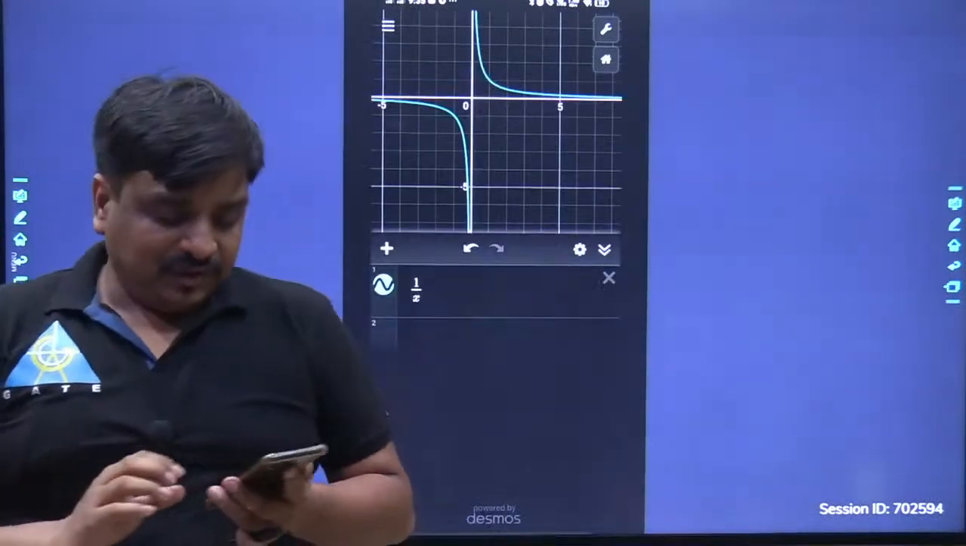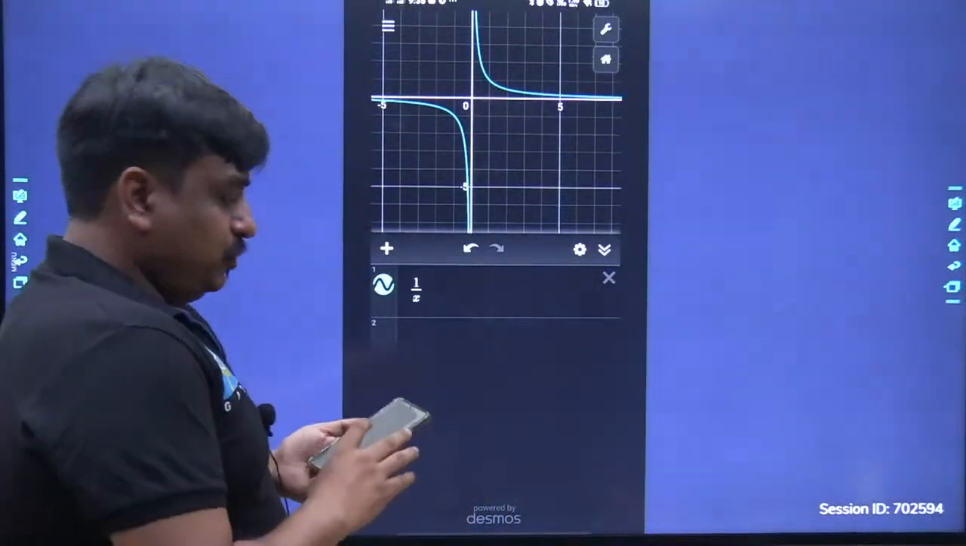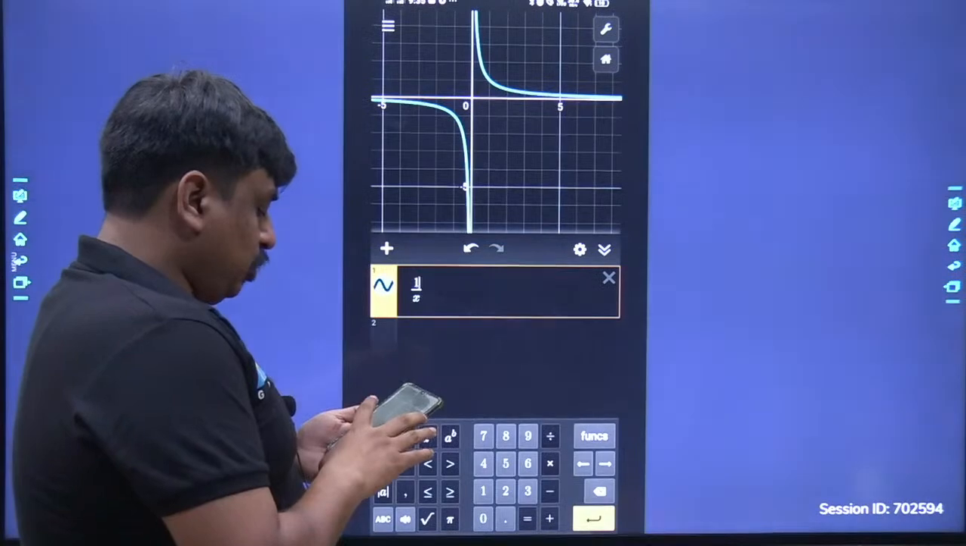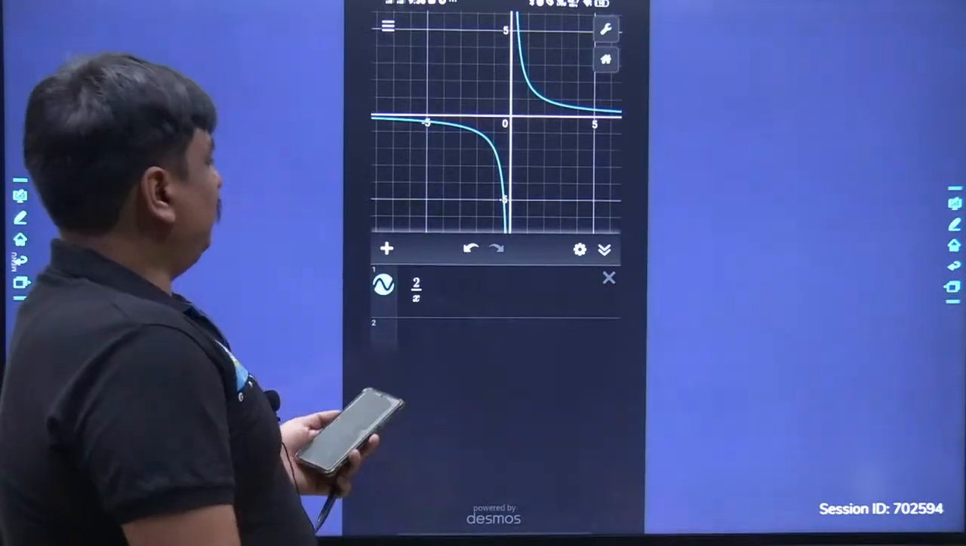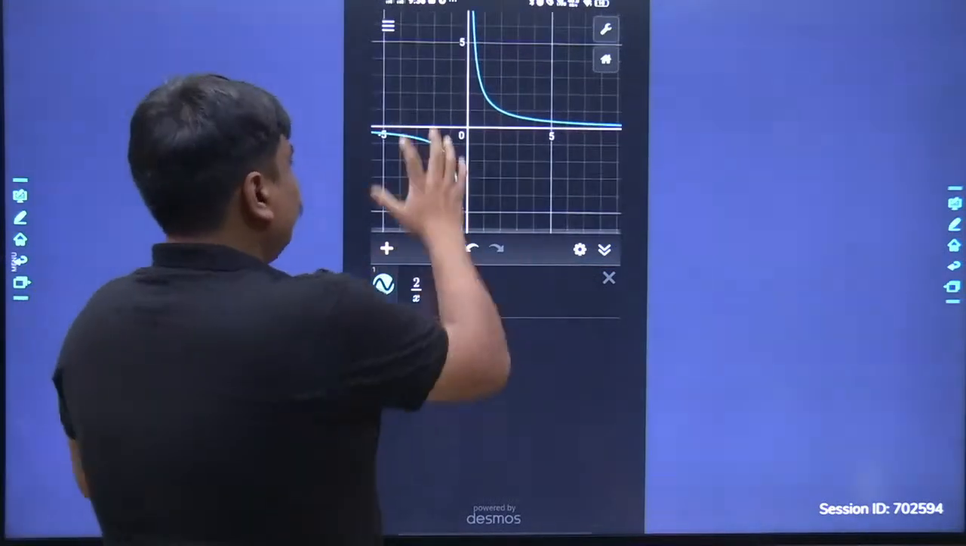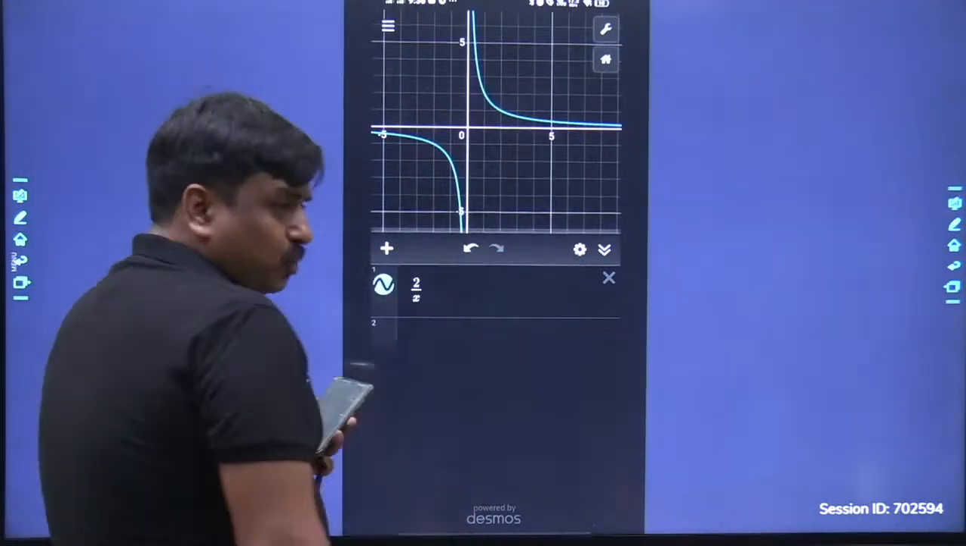May I know what was the function? The function was 1 upon x. Even if you change this function from 1 upon x to 2 upon x, there would not be any change much. But that's a different story altogether. The rate of growth would increase a bit.